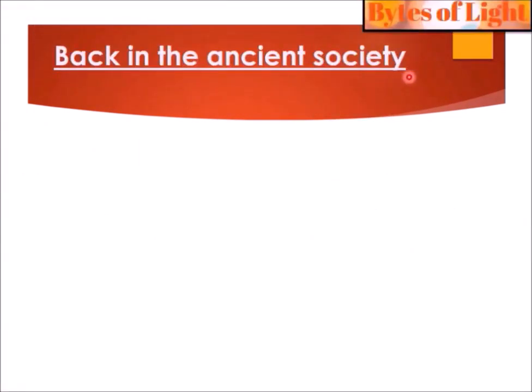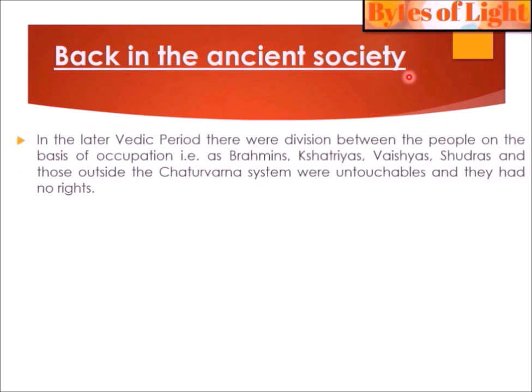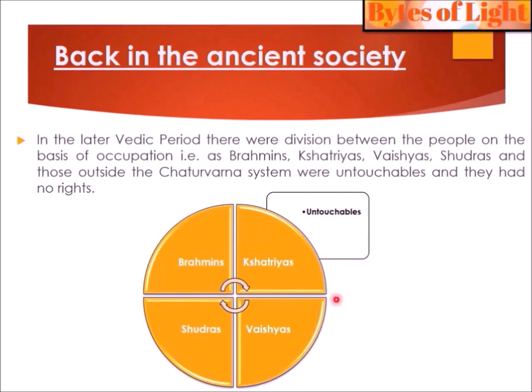Coming to the next point, let's see what happened back in the ancient society. Back in the ancient society, in the later Vedic period, there were divisions between the people on the basis of occupation, that is, Brahmins, Kshatriyas, Vaishyas, Shudras, and the ones outside the Chaturvarna system were untouchables and they had no right. That is, if this is Chaturvarna system, then Brahmins, Kshatriyas, Vaishyas, and Shudras were inside this Chaturvarna system and the untouchables were outside. They had to face a lot of discrimination.